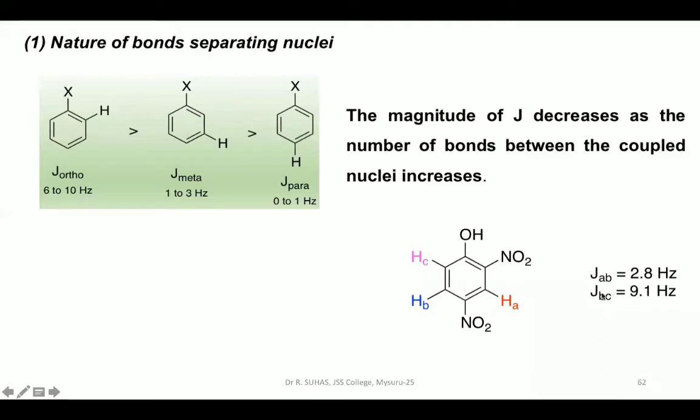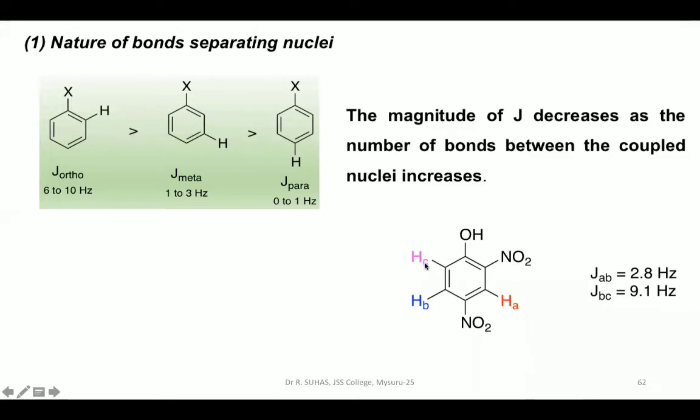Compared to JAB, JBC will be showing a very high coupling constant, indicating that these two protons are nearby each other and they both will couple with each other. Why are they coupling? Because they are present in different atmospheres.